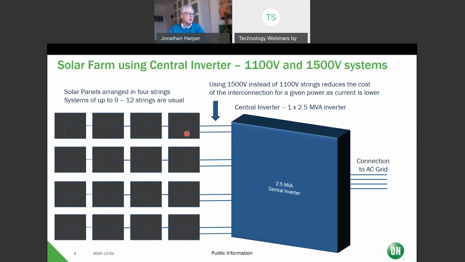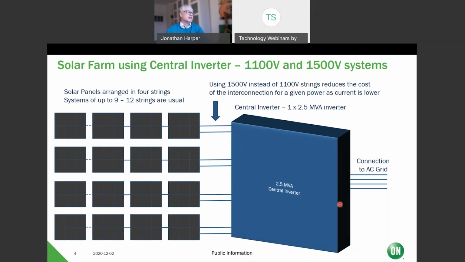on all these solar panels is going to massively reduce the cost of your system. So this is why people are moving away from 1100 volt strings to 1500 volt strings. Again, it's quite a complex topic. As you see, both 1100 volt strings are used and 1500 volt strings are used. And then, of course, there's a connection to the AC grid.